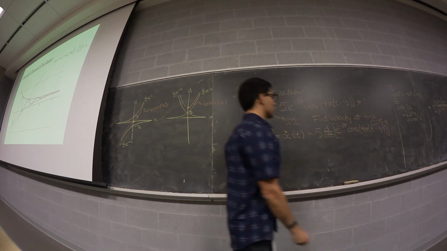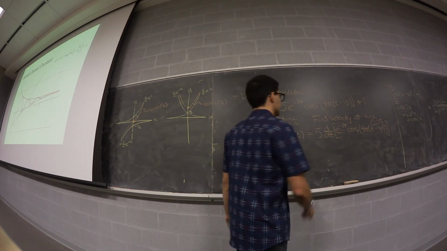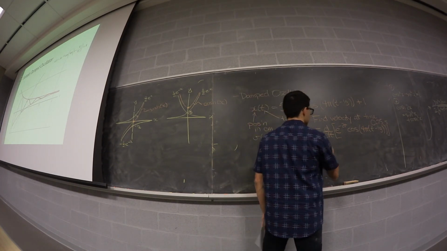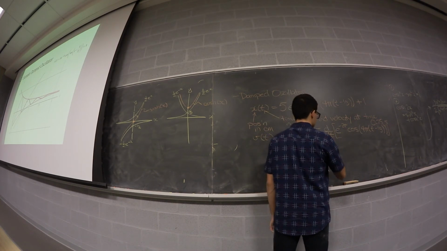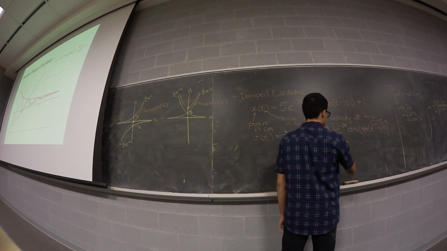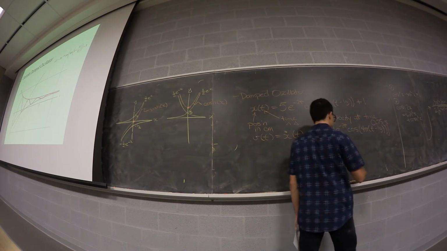All right, take the derivative. Product rule. Derivative of this, using the chain rule, is minus 2 e to the minus 2t times this guy.